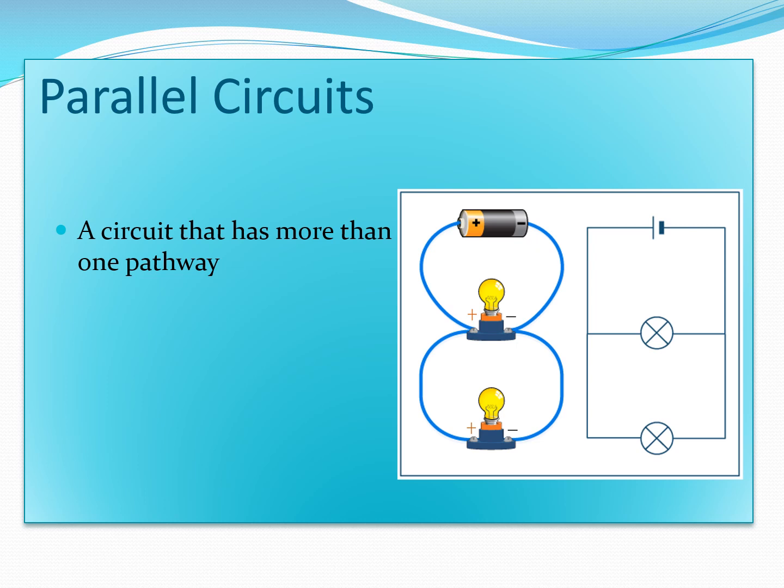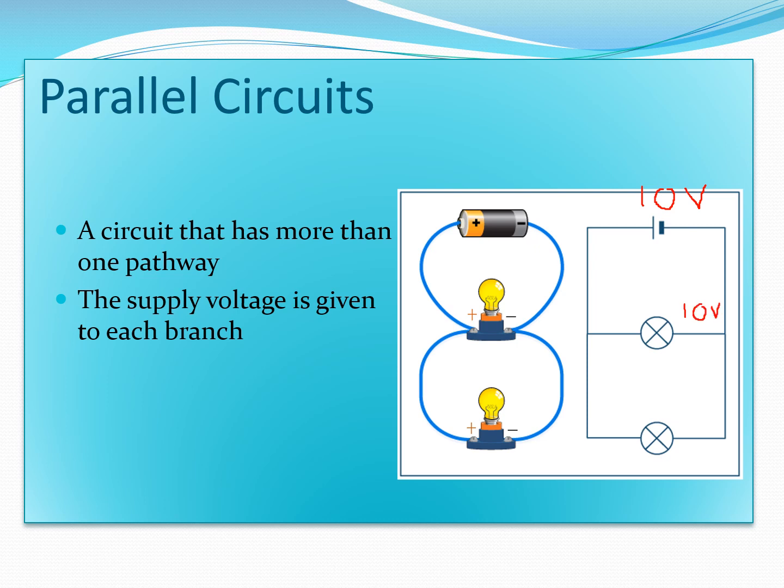The other differences come down to how voltage and current behave in them. So whatever your voltage is here, say it's 10 volts again, that 10 volts is given to every branch. Branches are what we call these little different paths the current can take. So if you've got 10 volts here, you'll also have 10 volts here in this branch, and then again, you'll also have 10 volts there in that branch. So whatever your supply voltage is, it will be that voltage in each path of your parallel circuit.